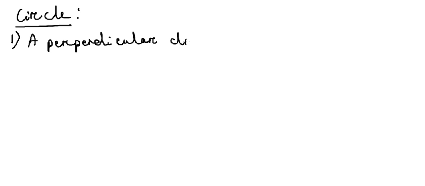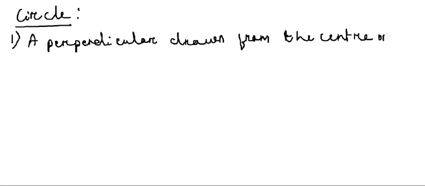Now we'll be starting with the first theorem of a circle. So the very first theorem is: a perpendicular drawn from the center onto a chord bisects the chord.